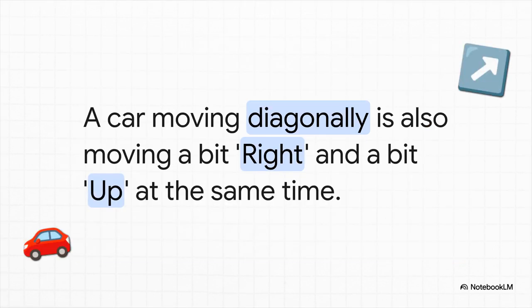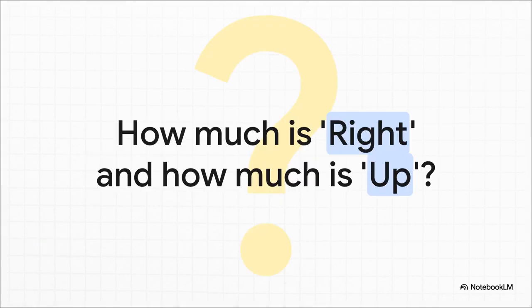Let's think about it like this. Imagine you've got a little remote-controlled car, and it's zipping diagonally across the floor. That single diagonal path is a vector. But you can also think about its movement another way. At any given moment, it's also moving a little bit to the right and a little bit forward all at the same time. And that leads us to the big question, right?